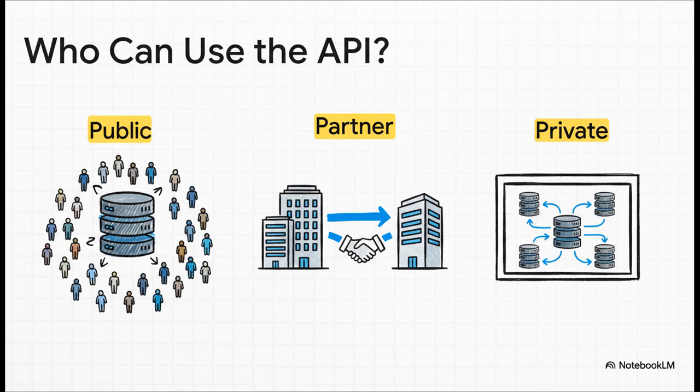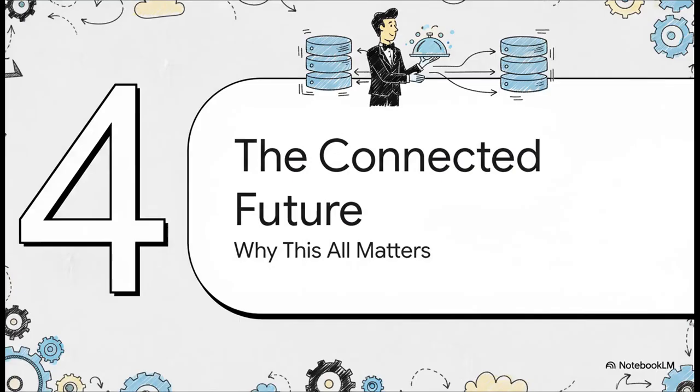And the last way they differ is just who gets to use them. You've got public APIs, which are open to the world. Any developer can tap into something like a public weather data API. Then there are partner APIs, which are shared between specific companies for business reasons, but honestly, the most common type are private APIs. These are used internally inside a single company to make all of their own different computer systems talk to each other.